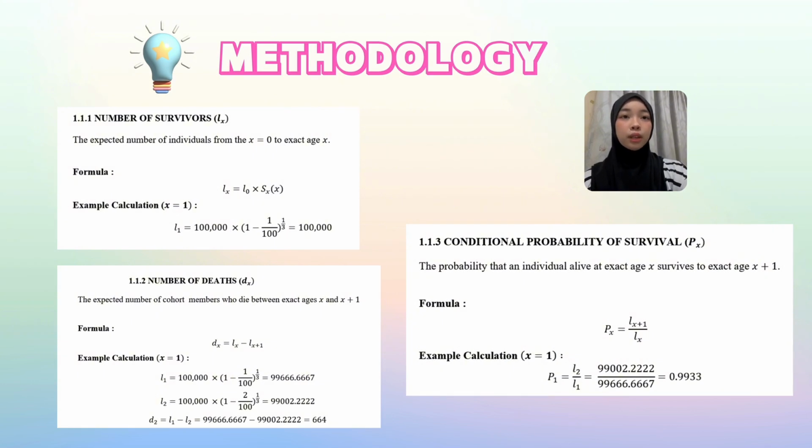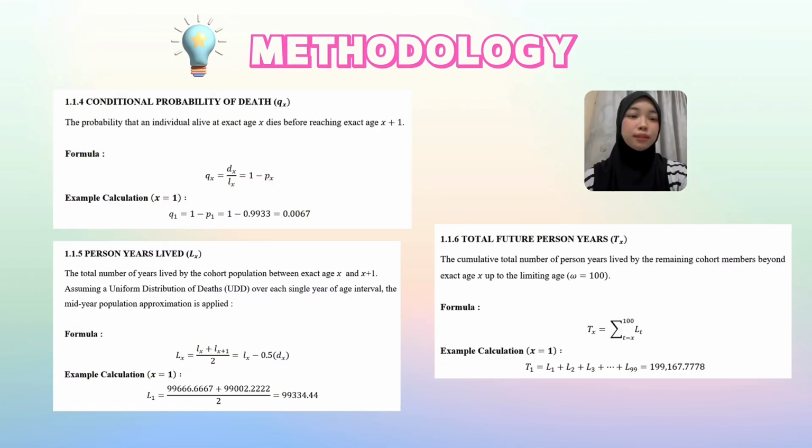Finally, the number of deaths, Dx. This tracks the expected number of deaths between age x and x plus 1, calculated as the difference between survivors at consecutive ages. Next, let's look at the remaining formulas essential to completing our life table analysis.